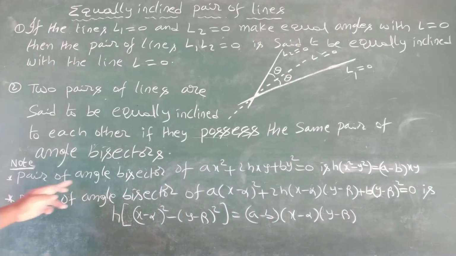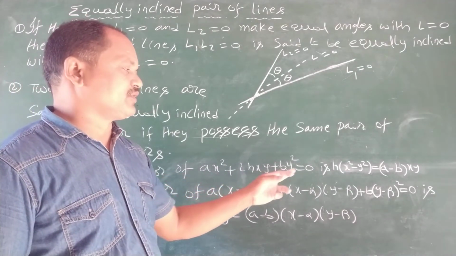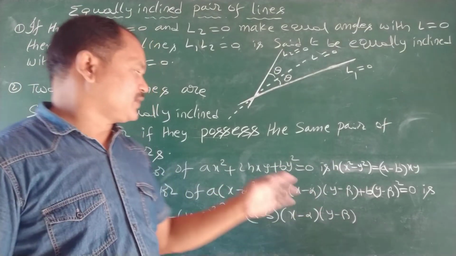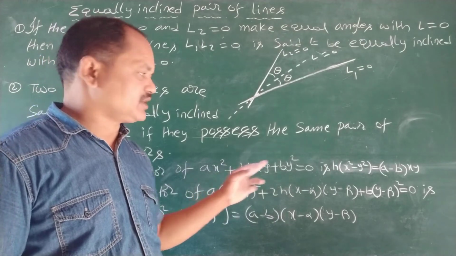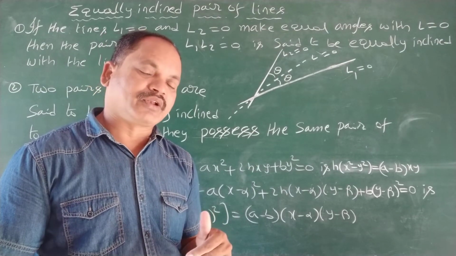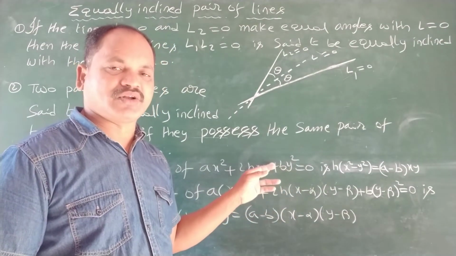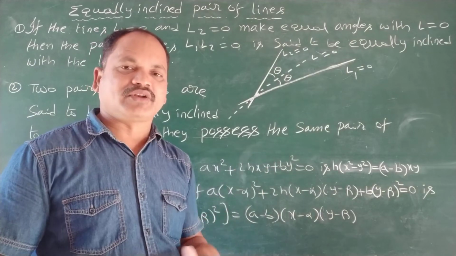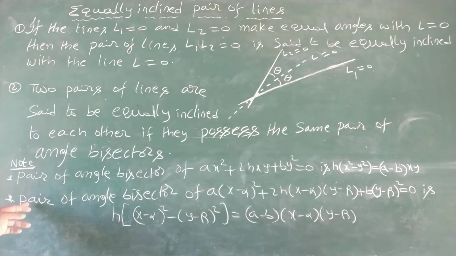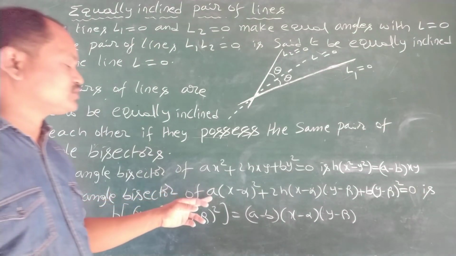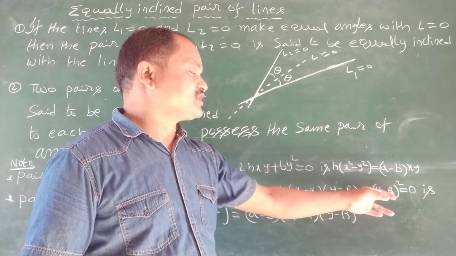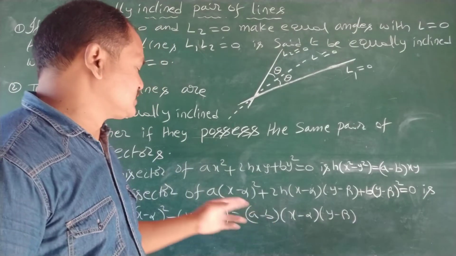Actually, we know that the pair of angle bisectors of ax square plus 2hxy plus by square is equal to 0 is h into (x square minus y square) is equal to (a minus b) into xy. For a homogeneous equation, the pair of angle bisectors is h into (x square minus y square) is equal to (a minus b) into xy. Now, for a non-homogeneous equation, since a homogeneous equation passes through the origin, for a non-homogeneous equation not passing through the origin, that means the pair of angle bisectors of a into (x minus alpha) whole square plus 2h into (x minus alpha) into (y minus beta) plus b into (y minus beta) whole square is equal to 0 is a non-homogeneous equation.